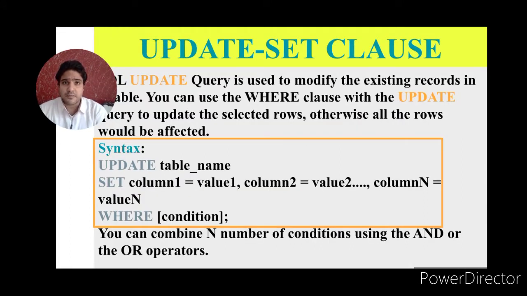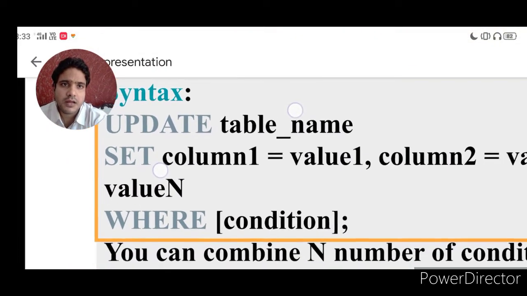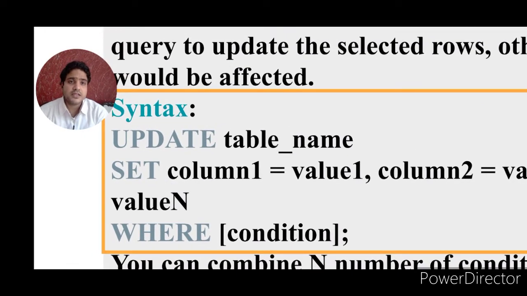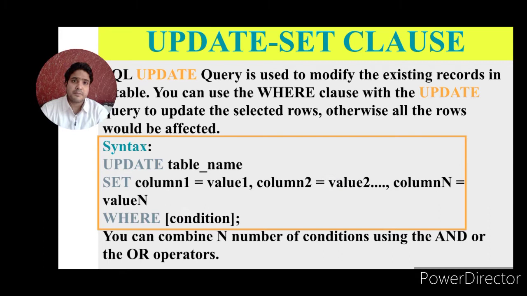Update set clause. Basically, if we have a table with information and we want to update any rows according to the attributes, then we will use the update set clause. The basic syntax is: update table_name, where update is the keyword, set column1 (attribute 1) = v1, column2 = v2, and so on. Set is a keyword, and where is the clause which is used to receive the conditions.